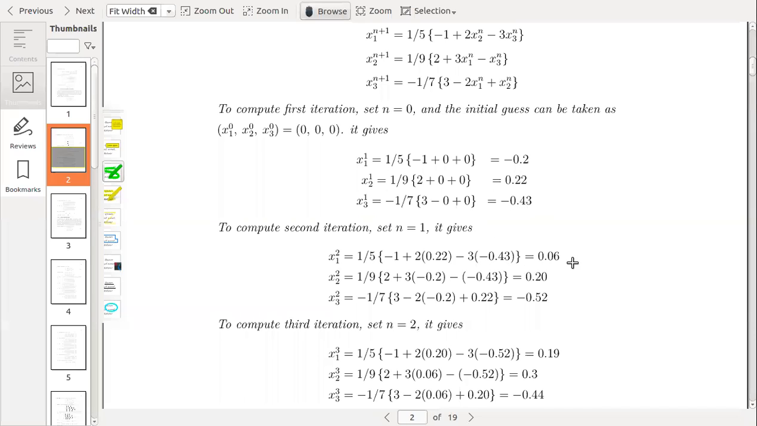So then you will compute this first value, x1 power 2 is 0.06. And then x2 power 2 will be equal to 1 by 9, 2 plus 3 x1 power 1 minus x3 power 1. So 1 over 9, and then this 2 plus 3 x1.